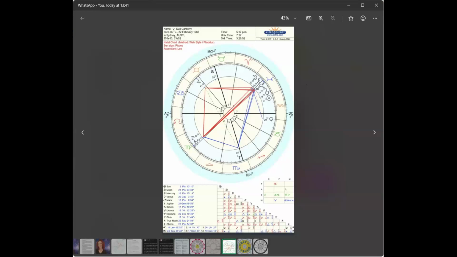She says, why do some houses take up more space than others? I explained that depends on the location of where you were born as to how big houses are. Because this is a snapshot of the sky. Where's Earth? Earth is here. So it depends where you are in the world, the distance between the planets.